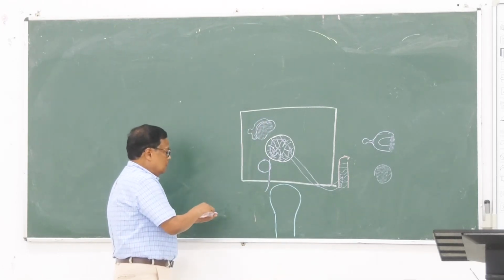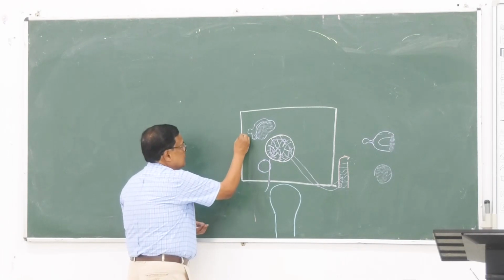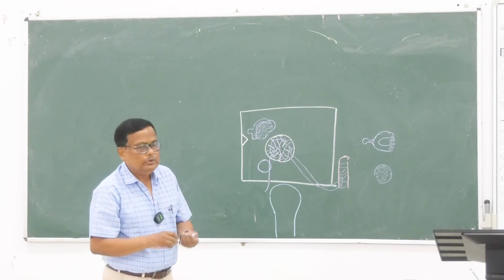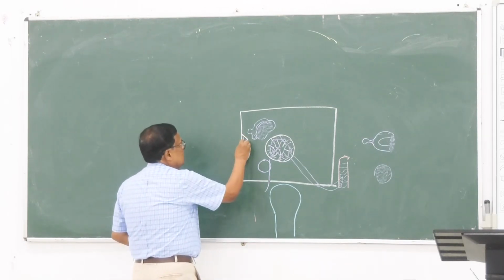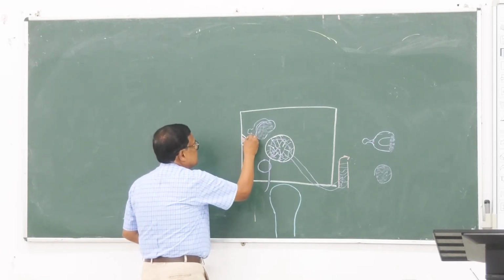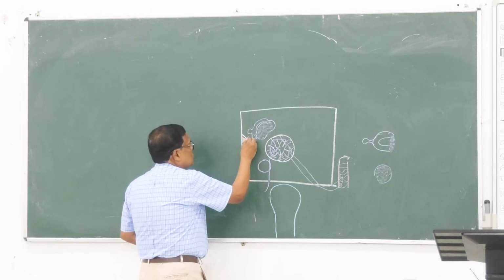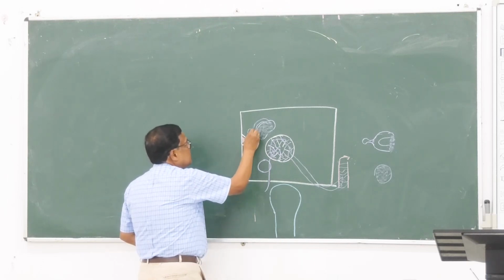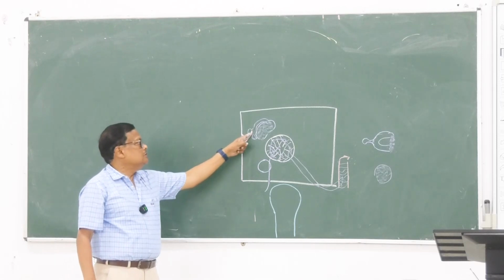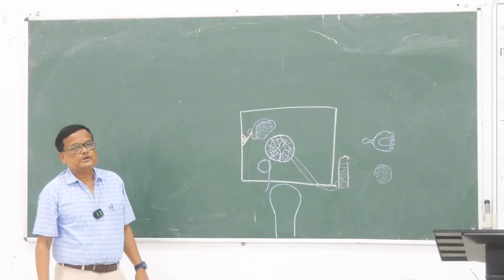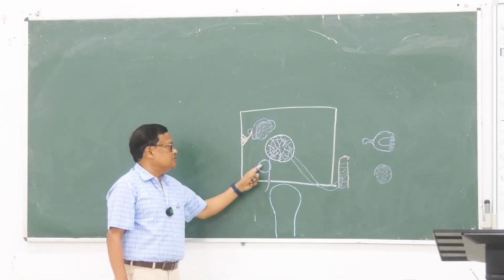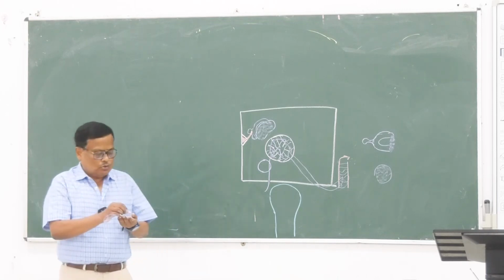And already I have told you, in the posterior wall, there is an elevation we call the pyramid, which contains a muscle known as the stapedius muscle. This stapedius muscle is attached here and its tendon comes out through a hole in the pyramid and attaches to the neck of the stapes. So this is the origin and insertion of the stapedius muscle, which is supplied by the facial nerve.